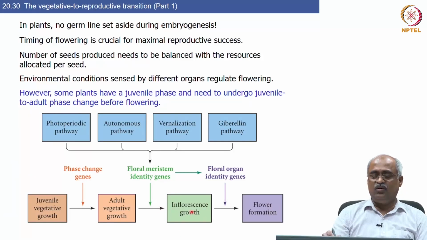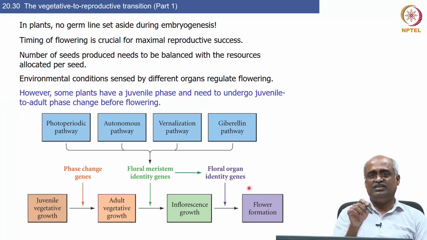And once the floral meristem is set apart, these meristems now are capable of activating genes that are going to actually make the different floral parts or floral organs like petals, sepals, carpel, stamen, all those four structures. And these are called the floral organ identity genes. A given gene will be required to make the petals, for example, and its expression would be characteristic of the petal, and that's why you use the word identity here, floral organ identity gene.